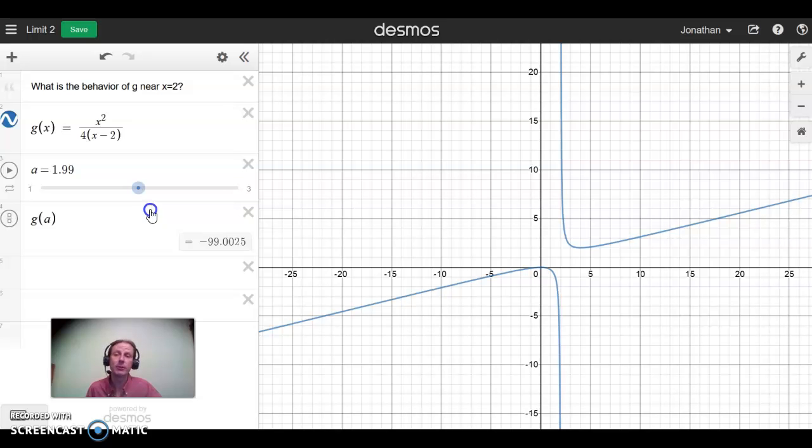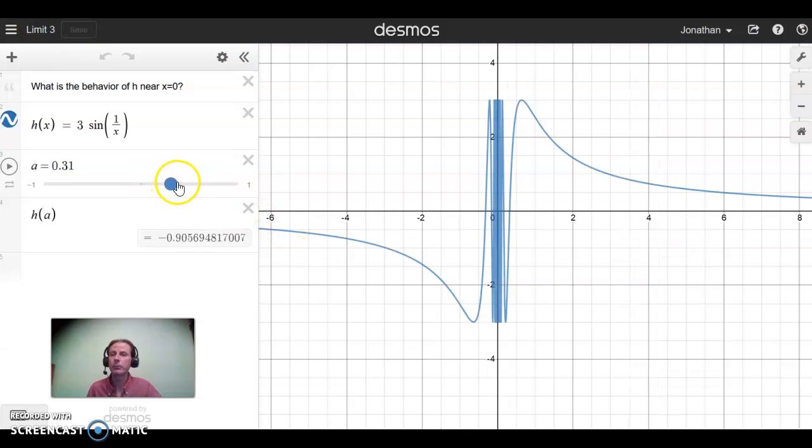So from the left, it also appears that the function outputs are getting big, but this time they're getting big negative. So in this case, it takes two limits to describe the behavior of g near 2. The limit as x goes to 2 from the left of g of x is equal to -infinity, whereas the limit as x goes to 2 from the right of g of x is equal to +infinity. Once again, these one-sided limits are describing the behavior of g near 2.